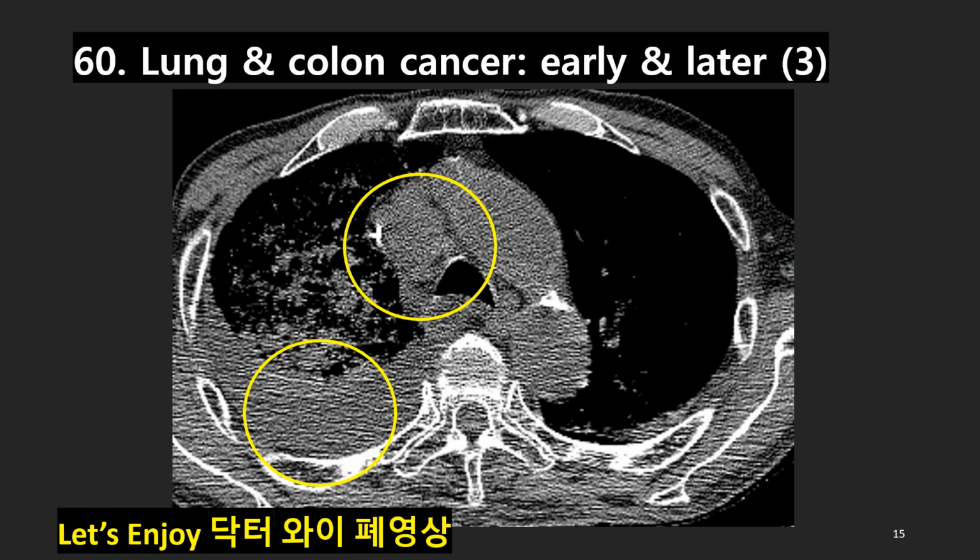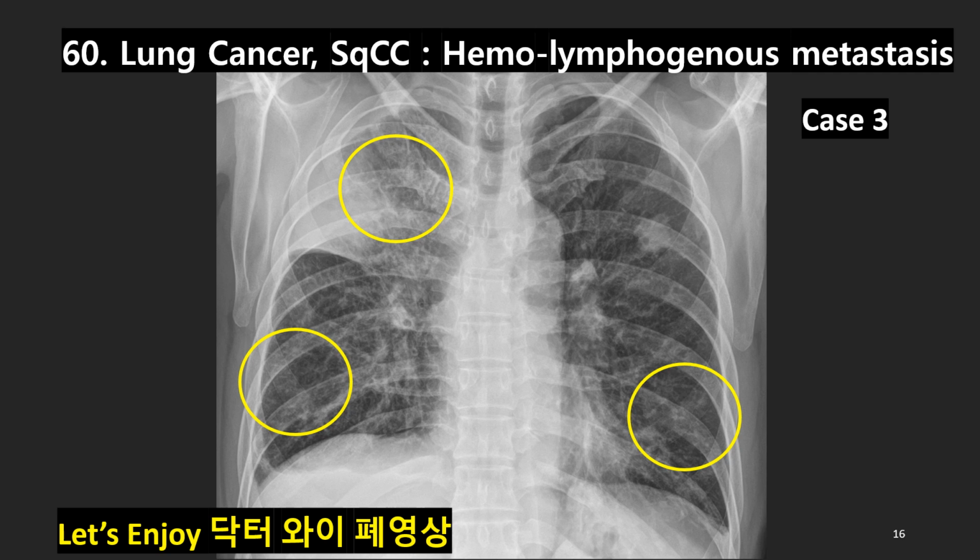We also see the upper paratracheal 2R lymph node enlargement and a large amount of right pleural effusion. They are common findings with lymphangitic carcinomatosis. This patient is showing us right upper lobe squamous cell carcinoma with hemato-lymphogenous metastasis. Hematogenous metastasis plus lymphogenous lymphangitic carcinomatosis.